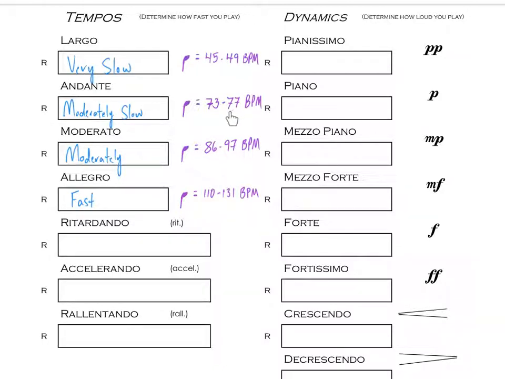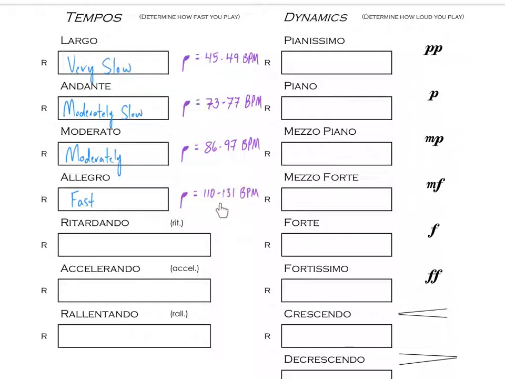If you check these on a metronome, you'll find that. Moderato, which means moderately, is even faster, 86 to 97 beats per minute. And most of the stuff we do in band, we do around here when we're working on exercises. Allegro means fast, and this is 110 to 131.